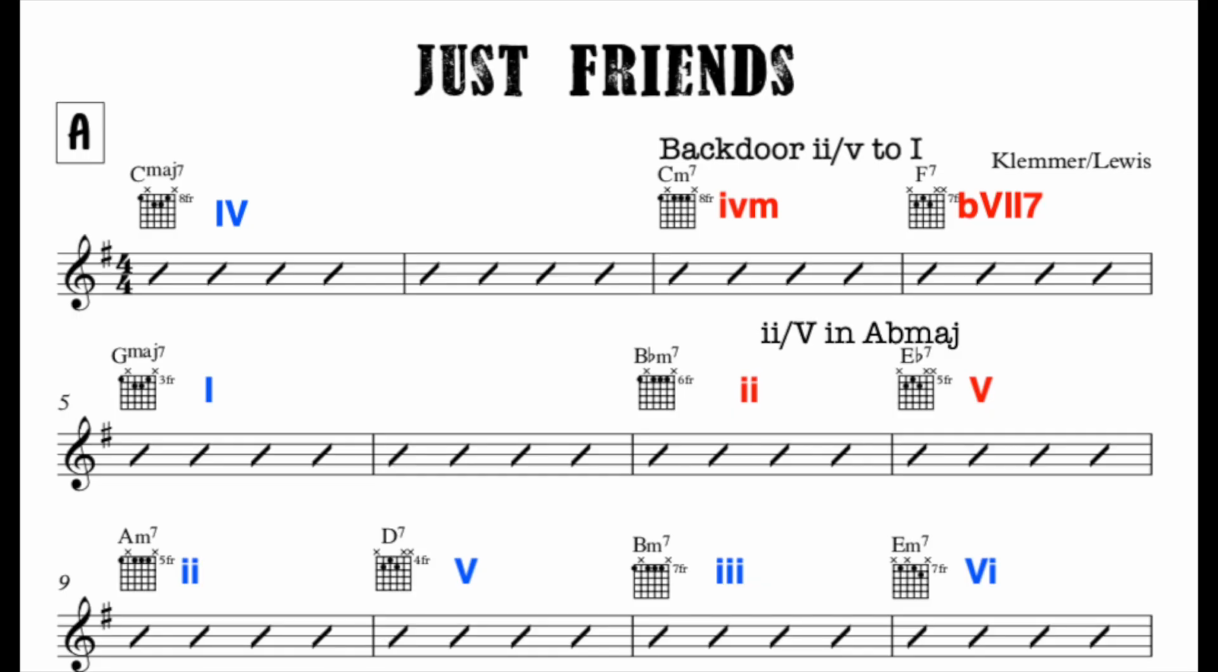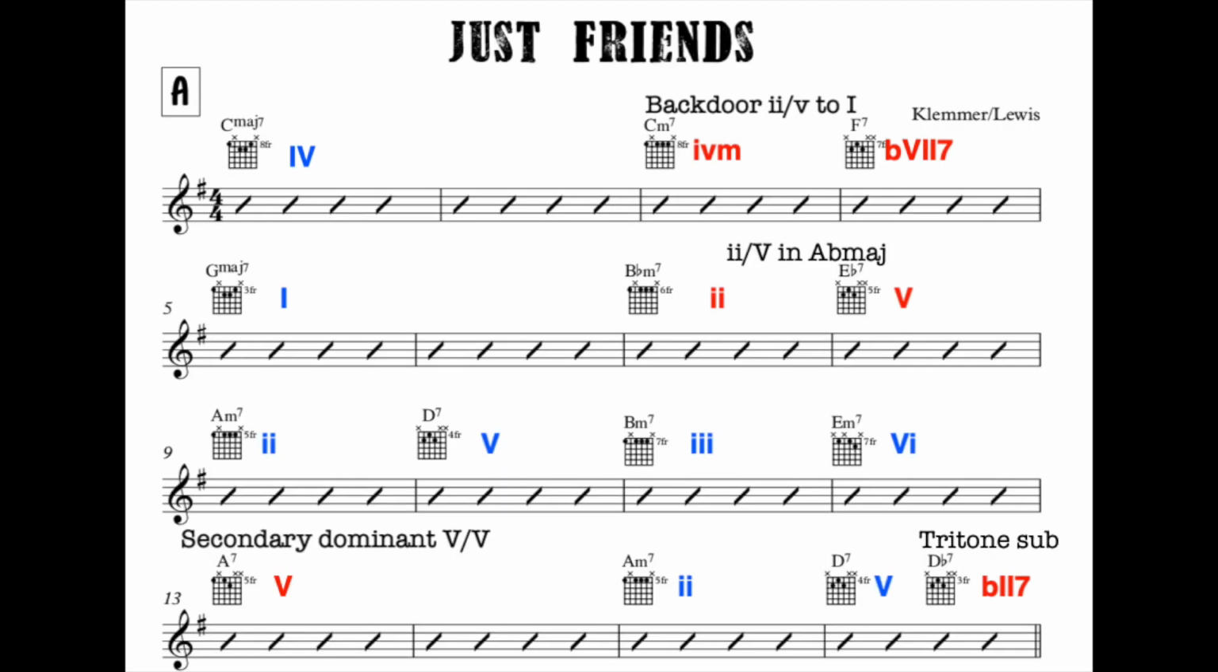It descends into that 2-5, and then we get B minor 7, which is in key, chord 3, and then E minor 7, which is chord 6. Now the next line, the last line of the A section, A7, is a secondary dominant. So the A chord that we get in the key of G is A minor 7.